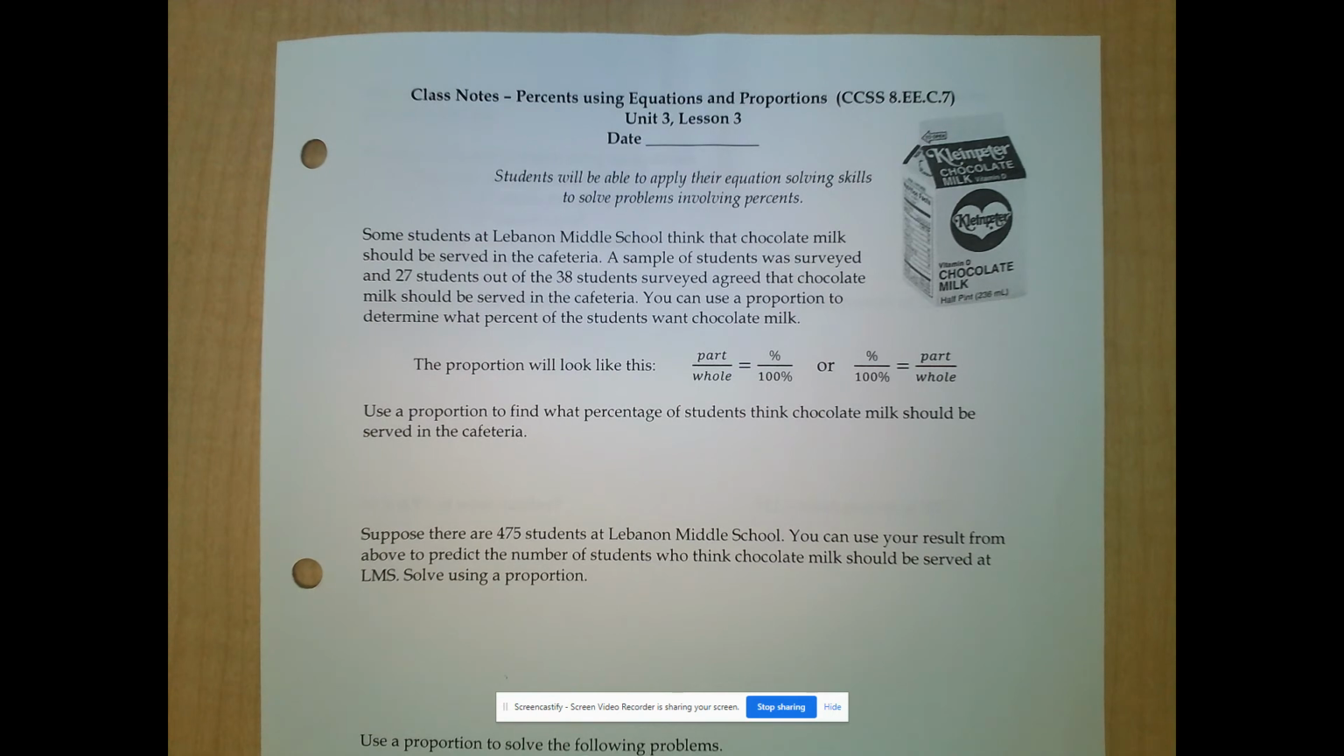Some students at Lebanon Middle School think that chocolate milk should be served in the cafeteria. A sample of students was surveyed, and 27 students out of 38 students surveyed agreed that chocolate milk should be served in the cafeteria. You can use a proportion to determine what percent of the students want chocolate milk. So one of the things we need to talk about are the parts of a proportion.